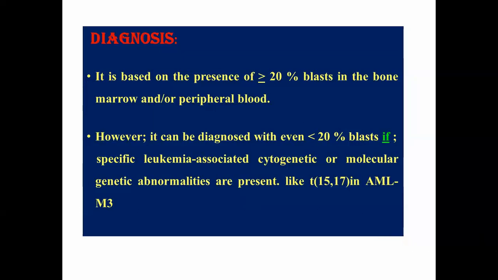إذا عندي لوكيميا associated cytogenetic abnormality, there are specific cytogenetic abnormalities which, when present, are related to specific subtypes of leukemia. When I find translocation 15;17, even if blasts are less than 20%, this means it is acute myeloid leukemia M3, acute promyelocytic leukemia.